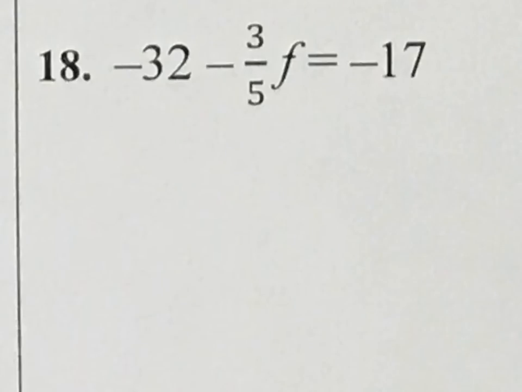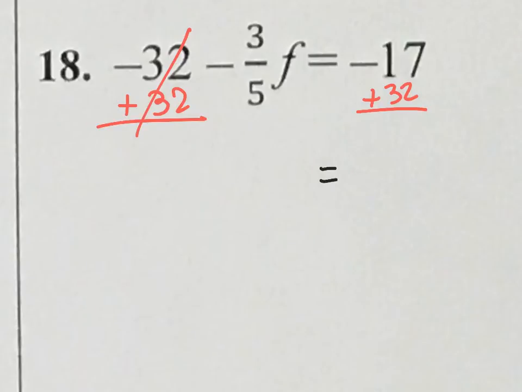Number 18. So I want to get f by itself. So let's first start by getting rid of what? The loner at the corner, right? The negative 32. I need to get rid of that negative 32. I want to get rid of it by doing the opposite, which is positive 32, plus 32. What you do to one side, you have to do to the other. So the 32 and the negative 32 cancel out.